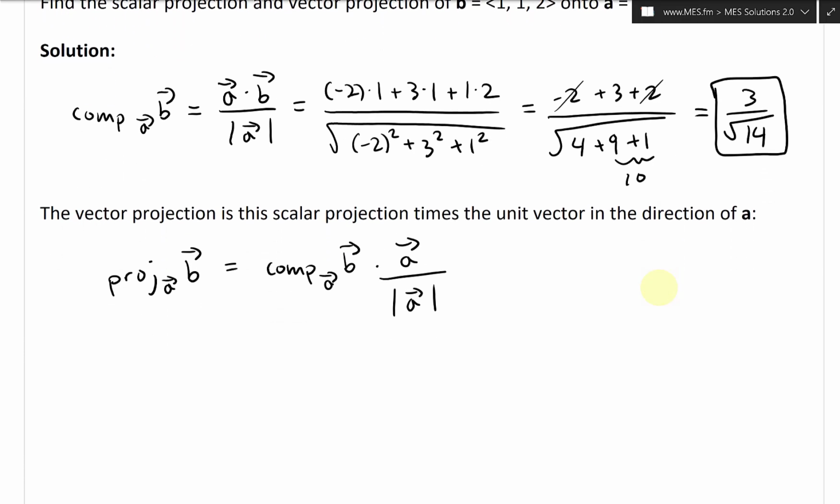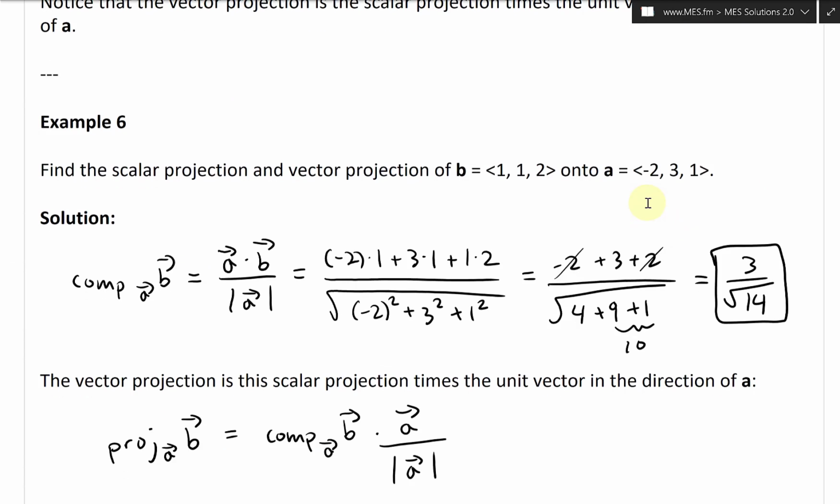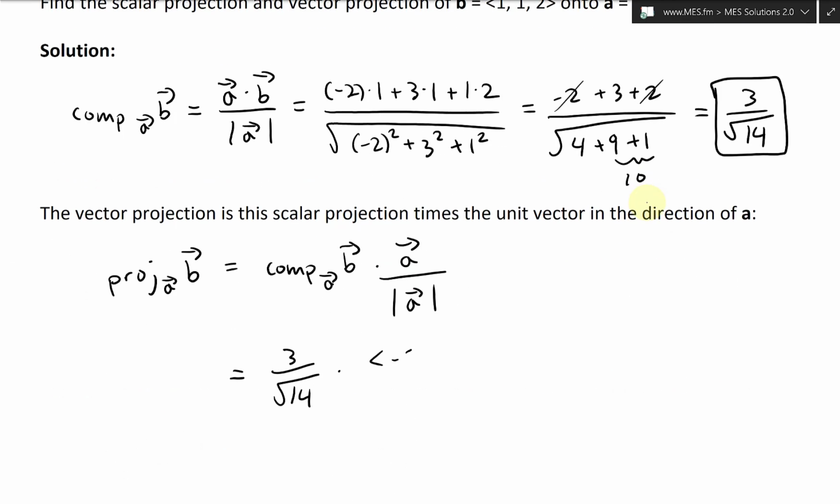So this all equals, and let's put it all together here. We know that 3 over square root 14 is the component. And then multiply by A. Well, let's plug in A as the vector: negative 2, 3, and 1, negative 2, 3, and 1. And the length of A is square root 14, like that. And notice there's going to be a square there.